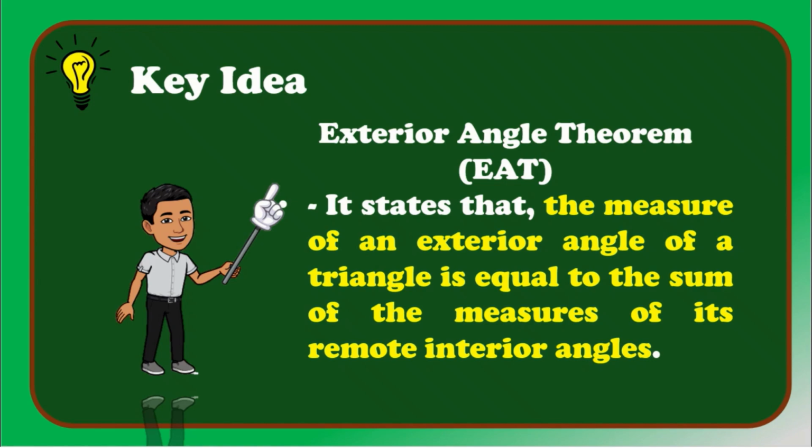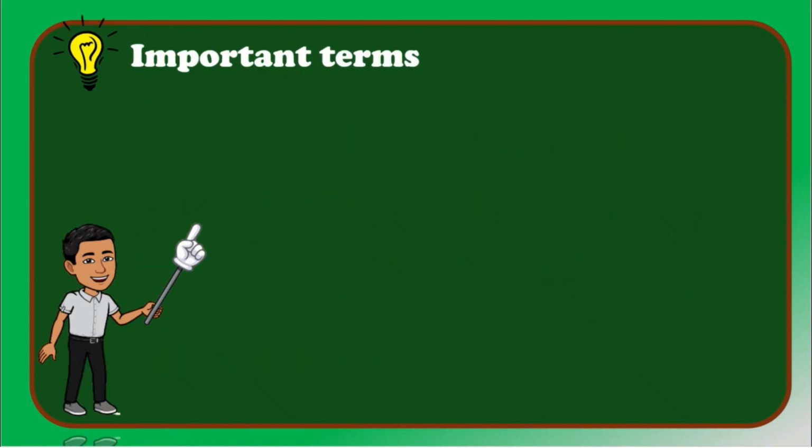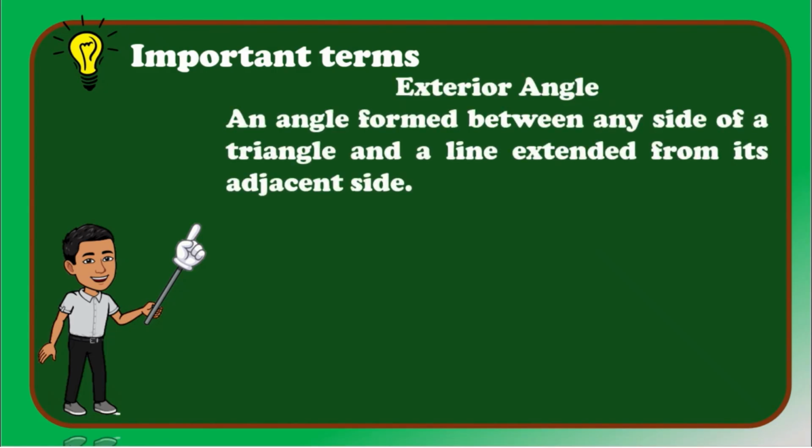It states that the measure of an exterior angle of a triangle is equal to the sum of the measures of its remote interior angles. But before we proceed on illustrating or discussing the main theorem, we're going to go back first on the following important terms. The first one is the exterior angle. An exterior angle is an angle formed between any side of a triangle and the line extended from its adjacent.